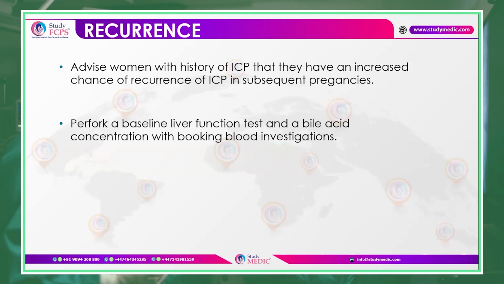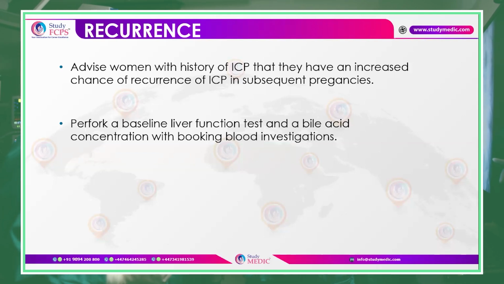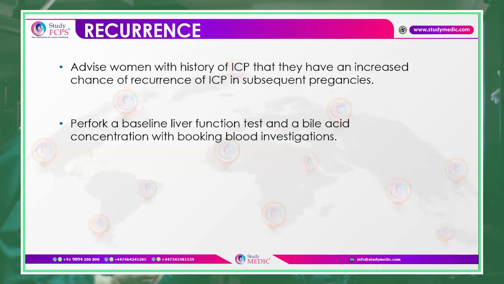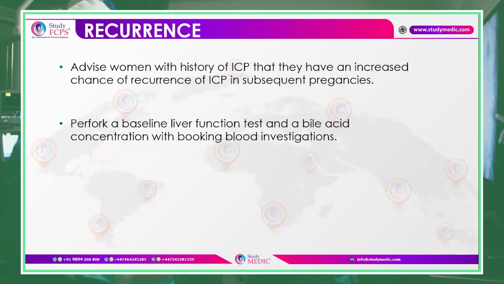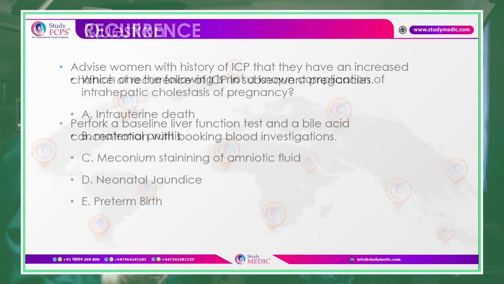So how can we assess this patient? At the time of booking, we have to perform a baseline liver function test and bile acid concentrations with the booking blood investigations. That includes complete blood count, blood group of the patient, detailed urine report, and also viral screening regarding hepatitis B surface antigen, anti-HCV, and in Pakistan also HIV. In addition to these booking investigations, if a patient comes with a previous history of intrahepatic cholestasis of pregnancy, then baseline liver function test and bile acid concentration are to be done and documented in their notes. Thank you so very much.